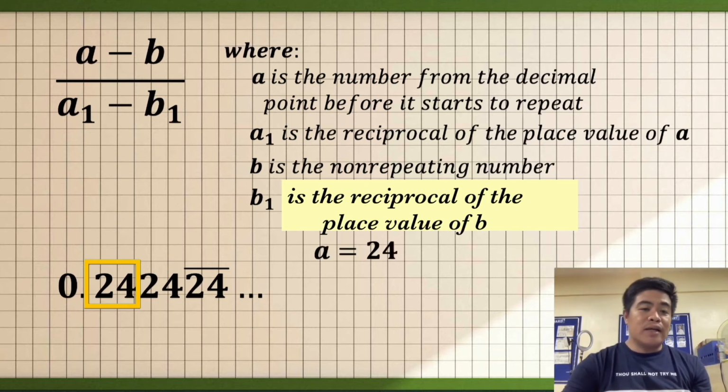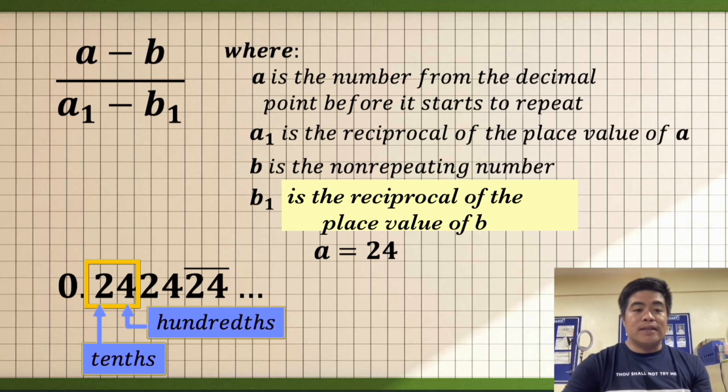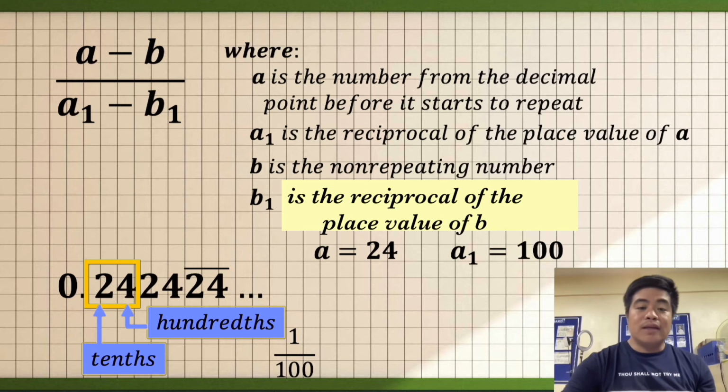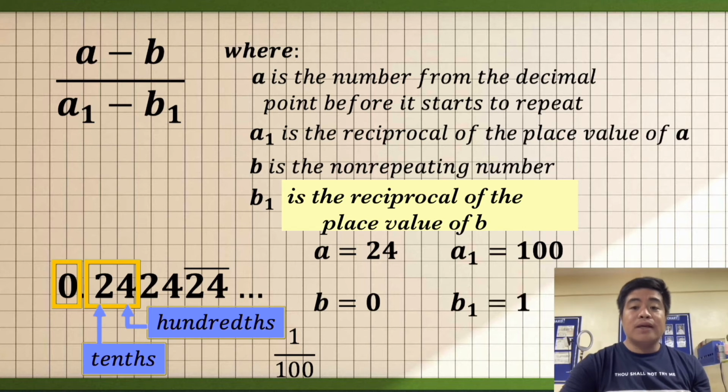Next, what is our a sub 1? First, we're going to identify the place values. We have our 2, that's nasa tens place siya. Tapos our 4 is nasa hundreds place. So for 24, the place value is 100, or 1/100. So our a sub 1, the reciprocal of 1/100, is 100. What's our b? Non-repeating, 0. Place value ng b is 1.